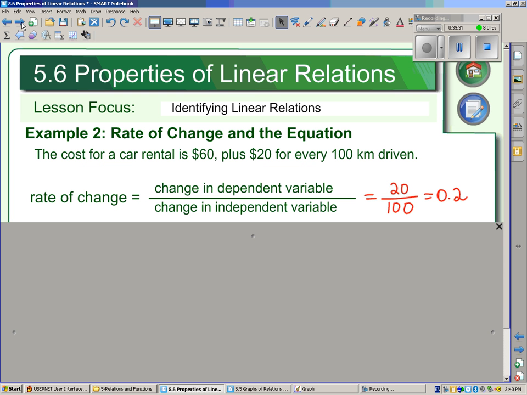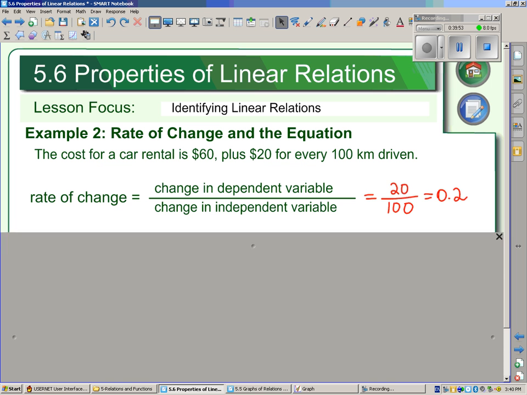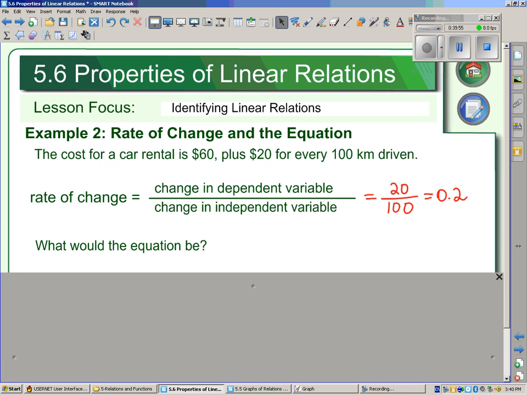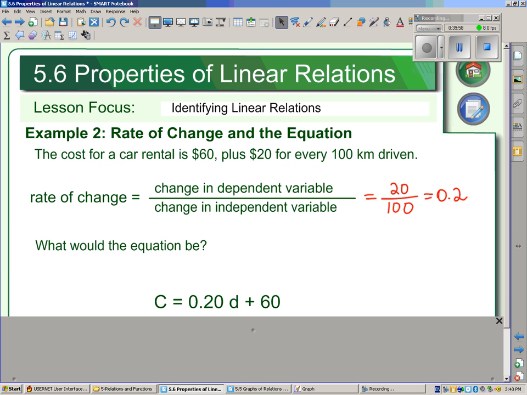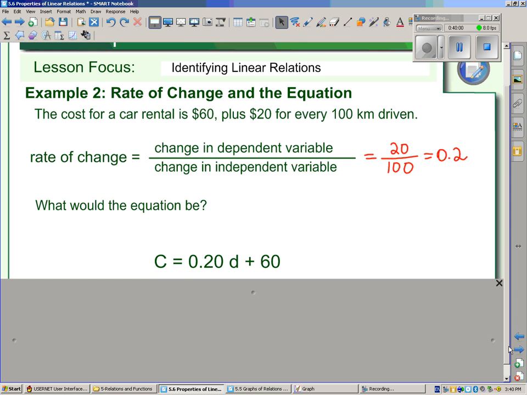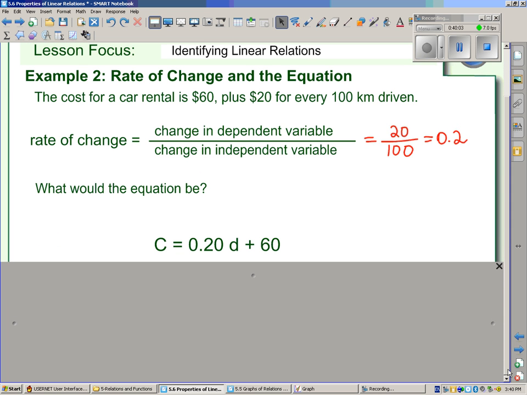Can you write an equation to represent this information? Take a minute. Jot down what you think might be the equation that you can use to represent this scenario, where the cost of the car rental is $60 plus $20 for every 100 kilometers it's driven. What would the equation be? This is what I have for the equation, where C is the cost, D is the distance that's driven.